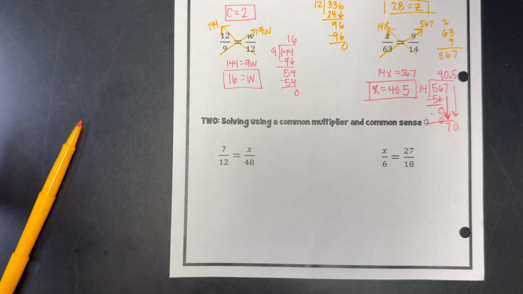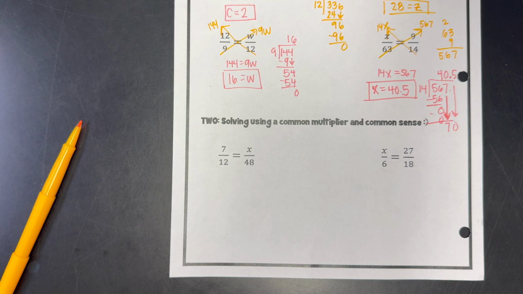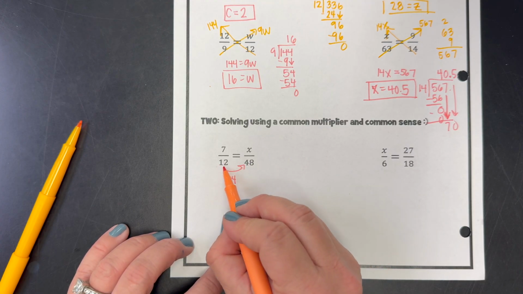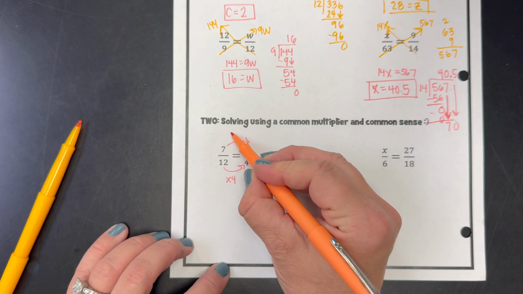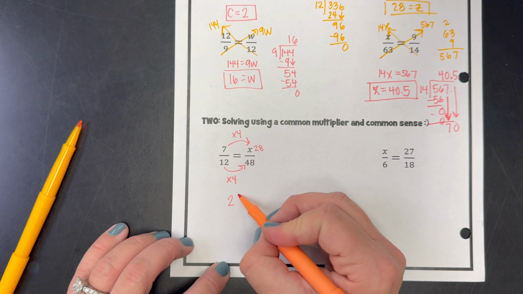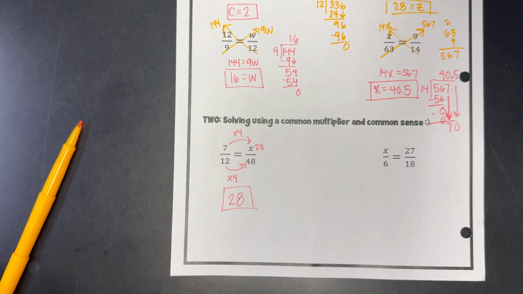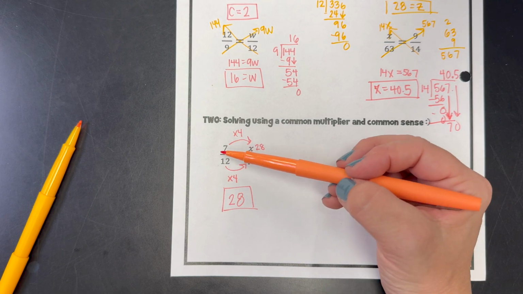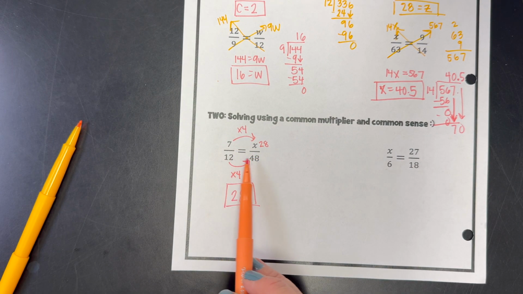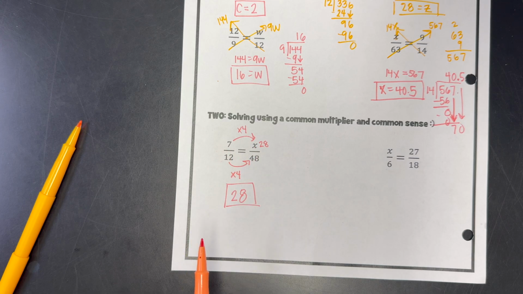Okay, next, sometimes you don't have to use cross products. Sometimes you can look at them and see a relationship between the two fractions. For example, I know that 12 times 4 is 48. So 7 times 4 would be 28. So this x would have to be 28. Because on the front, we talked about how they have a common multiplier if they're a proportion. So it's like I take this whole first fraction and multiply it by 4 over 4. 12 times 4 is 48. 7 times 4 is 28.